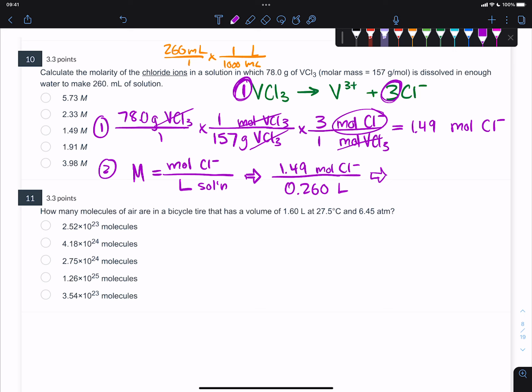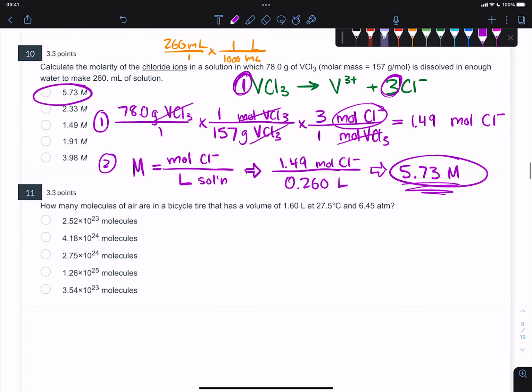And we get a molarity of about 5.73 molar. Now that's related to the chloride ion. That's the molarity of the chloride ion, not the molarity of the vanadium ion. The vanadium ion molarity is 1.49. But remember, there are 3 times as many chloride ions, so there'll be 3 times the concentration of chloride ions than vanadium 3 ions. And that's why your answer is 5.73 molar.